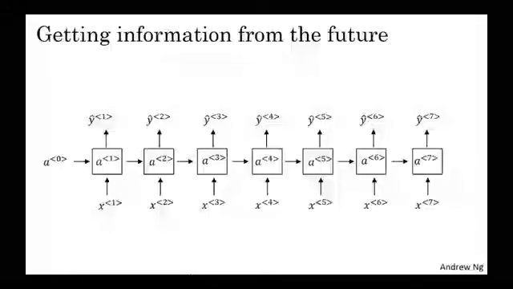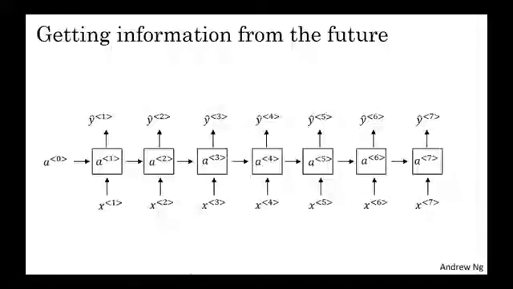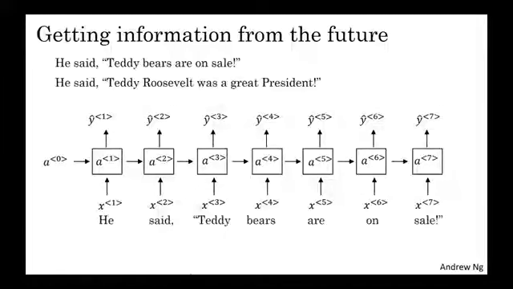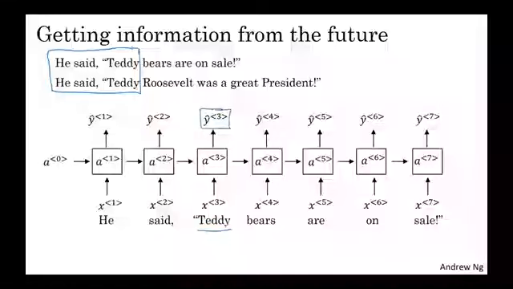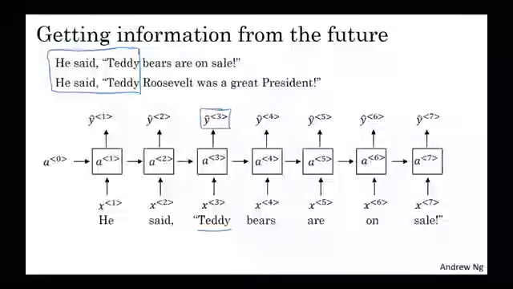So to motivate bidirectional RNNs, let's look at this network, which you've seen a few times before in the context of named entity recognition. And one of the problems of this network is that to figure out whether the third word Teddy is a part of a person's name, it's not enough to just look at the first part of the sentence. So to tell if Y3 should be 0 or 1, you need more information than just the first three words, because the first three words doesn't tell you if they're talking about teddy bears or talking about the former US President Teddy Roosevelt.